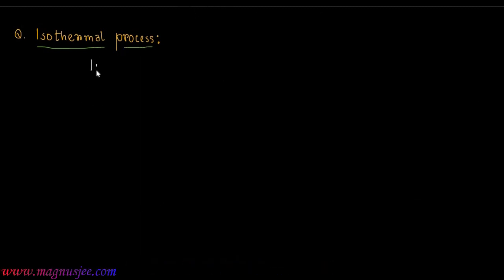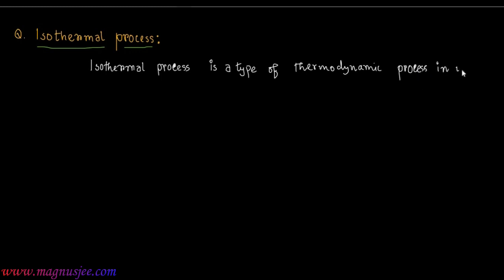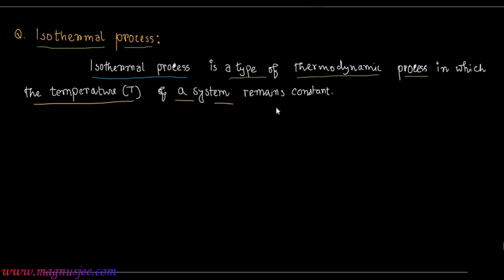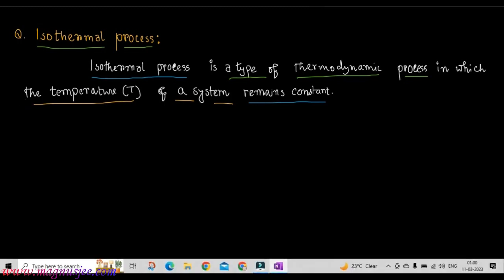What is an isothermal process? An isothermal process is a type of thermodynamic process in which the temperature, capital T, of a system remains constant.